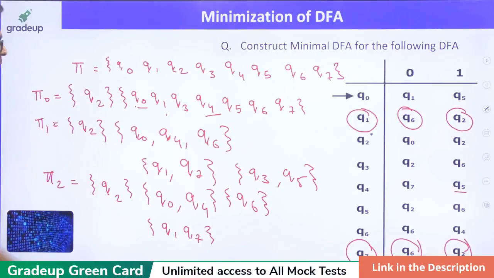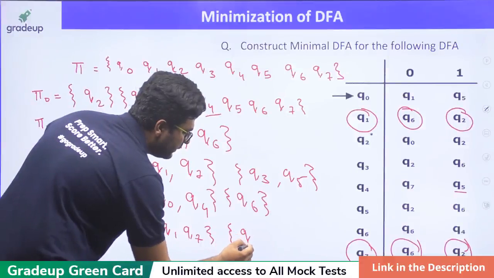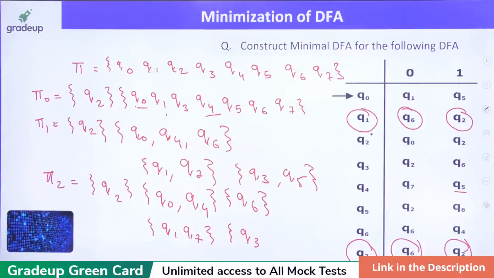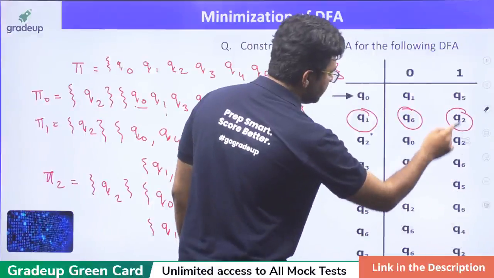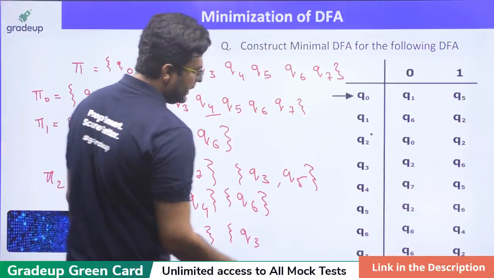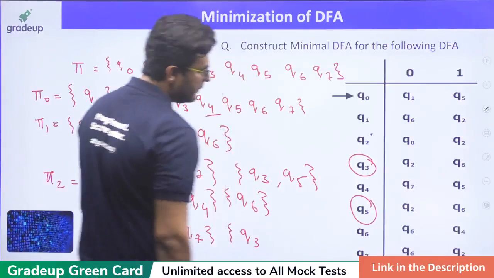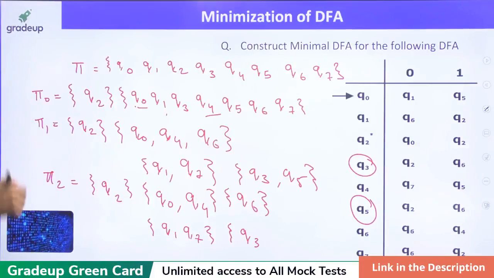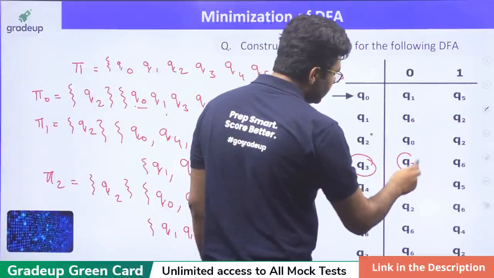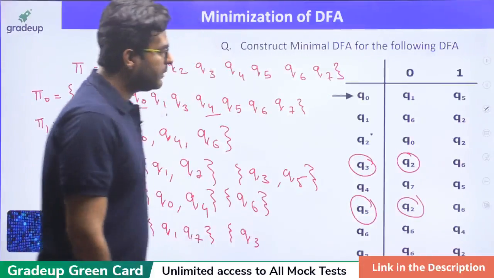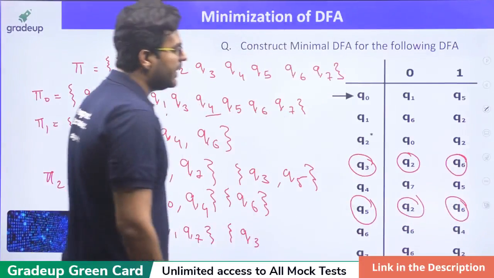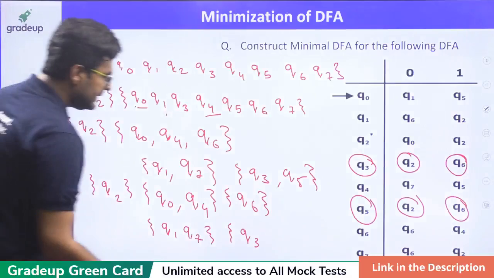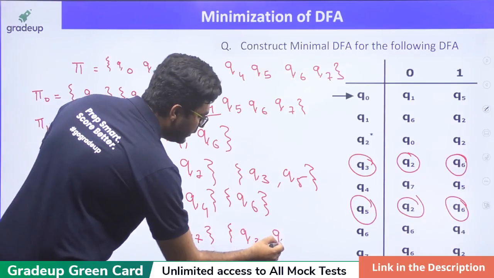Next, last is Q3 and Q5. We need to check, can we keep 3 with 5 or not? So let me check for 3 and 5. Now at Q3, after observing 0, it is moving to Q2 state. At 5, this is moving to Q2 state. Both the states are same. And here we are moving to the 6th state and 6th state. So again, both the states are same. So we can easily keep Q3 with Q5.